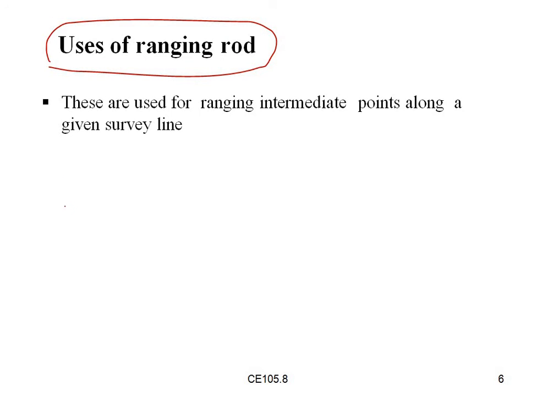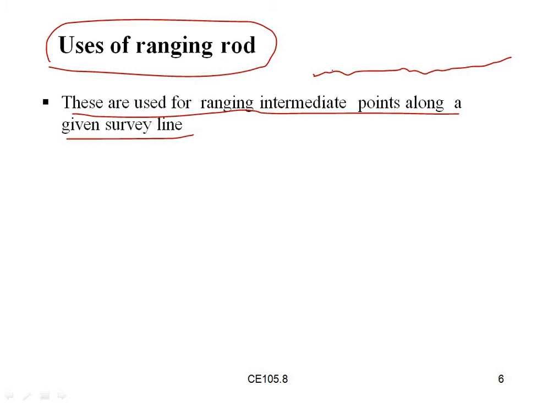So what are the uses of a ranging rod? Why is this ranging rod important? These are used for ranging intermediate points along a given survey line. For example, what are the intermediate points? See a flat ground surface. If you are keeping one ranging rod here, and another ranging rod here, another ranging rod here, we have to sight the object with the eye also.